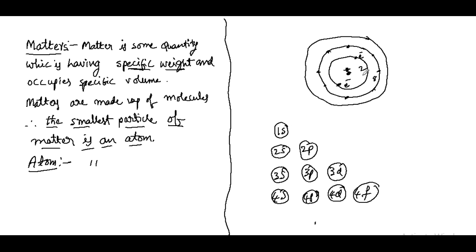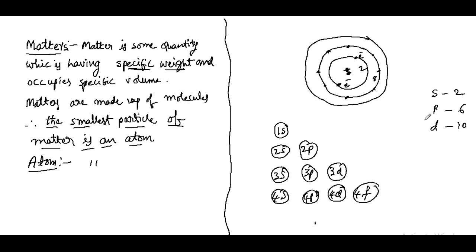So here 1 means first orbit; 2s, 2p, second orbit; 3s, 3p, 3d, third orbit; and 4s, 4p, 4d, fourth orbit. And within each orbit, different orbitals are there. Those orbitals are s orbital, p orbital, d orbital, and f orbital. So s orbital holds a maximum of 2 electrons, p orbital holds a maximum of 6 electrons, and d orbital holds a maximum of 10 electrons, and so on. Here I wrote up to d orbital.